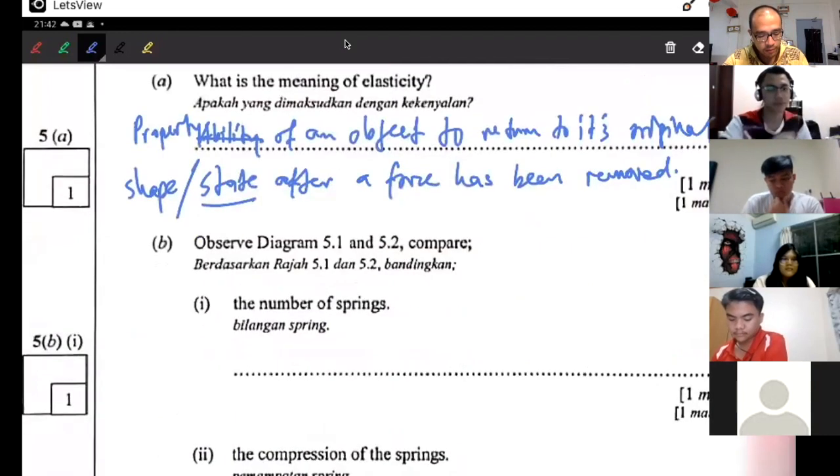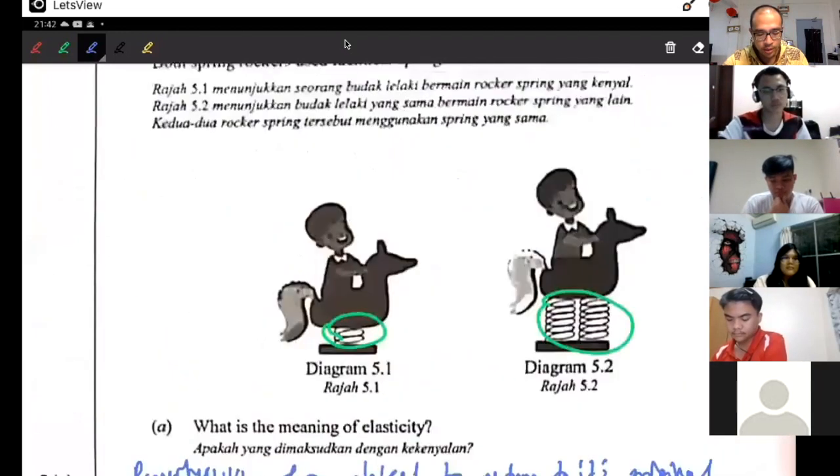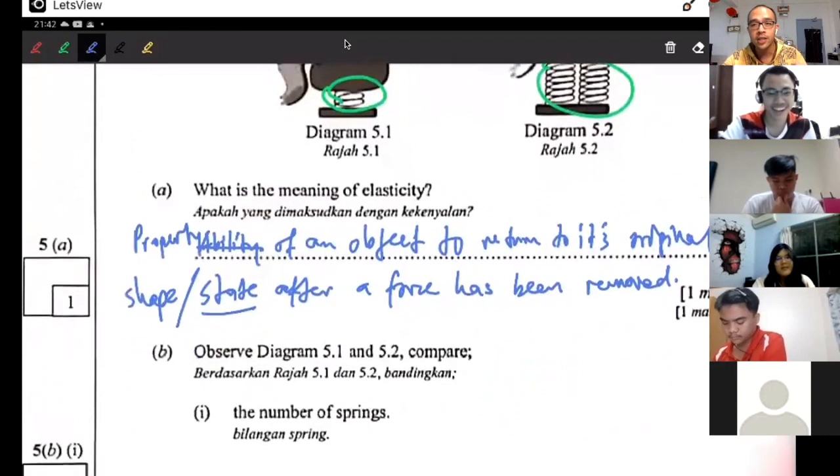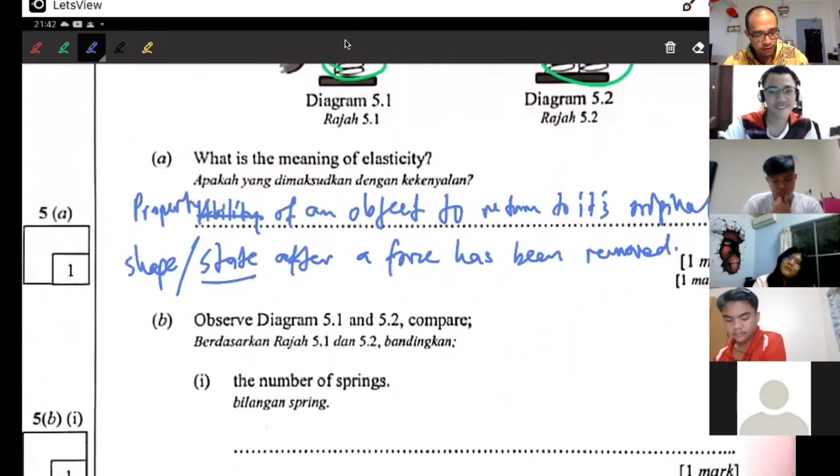Okay, observe diagram 5.1, 5.2. Compare the number of springs. This is the easiest question in the world. It's very obvious because it's right in front of you. The only way you cannot see this is if you forgot to bring your specs. 5.2 is more than 5.1. Okay, that's the standard answer lah.